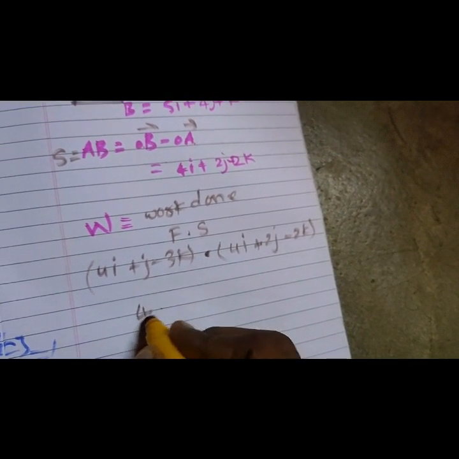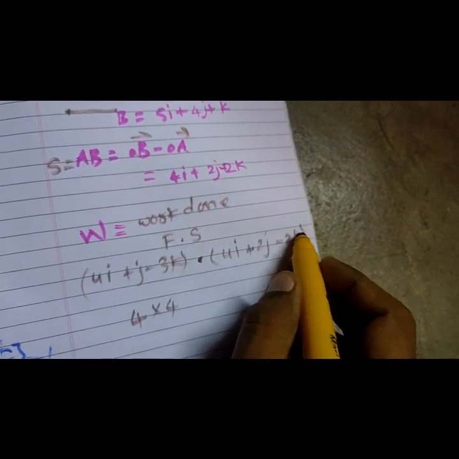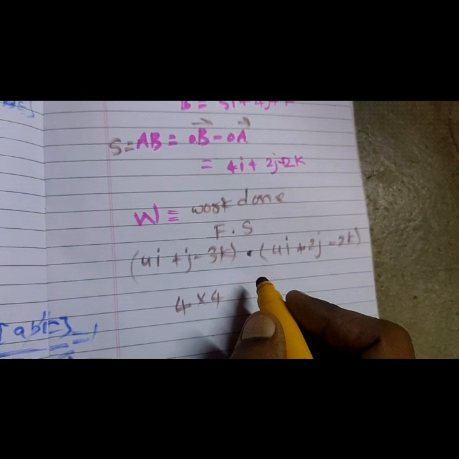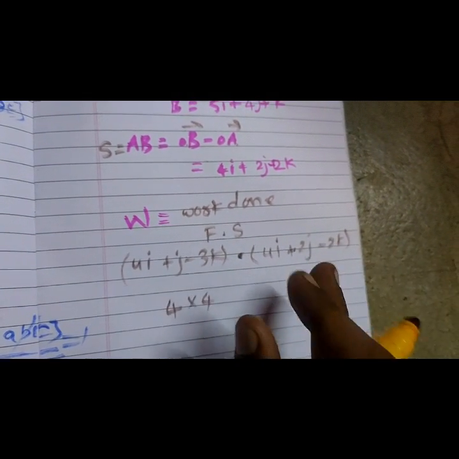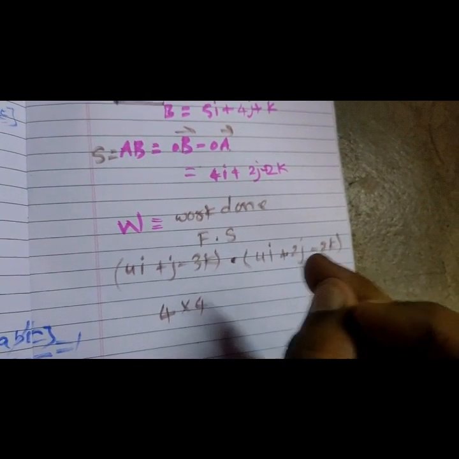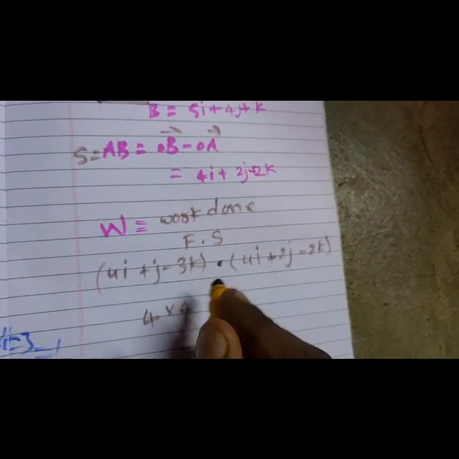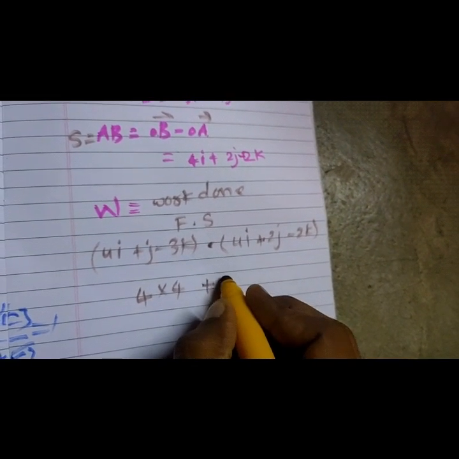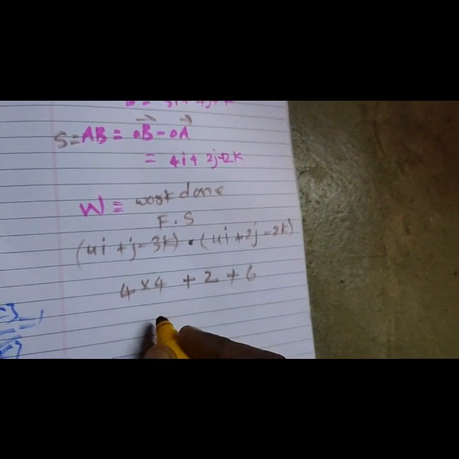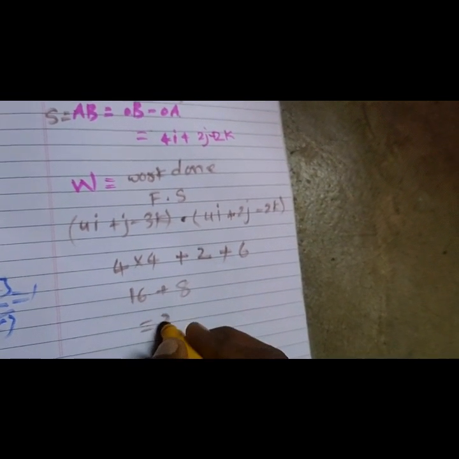4i dot 4i: 4 fours are 16, since i dot i is 1, right? 4i dot j is 0, and i dot any k term is 0, so that's why we only do the like terms. You remember, right? i is perpendicular to j and i is perpendicular to k. That means if they are two different unit vectors, they are perpendicular, so the dot product is 0. Clear? I hope you remember, right? If A bar and B bar are perpendicular to each other, A dot B is equal to 0. Just remember that, because cos 90 is 0. Anyway, for j, 1 into 2 is 2, and minus 3 times minus 2 is plus 6. Clear? This is 16 plus 8, so 24.